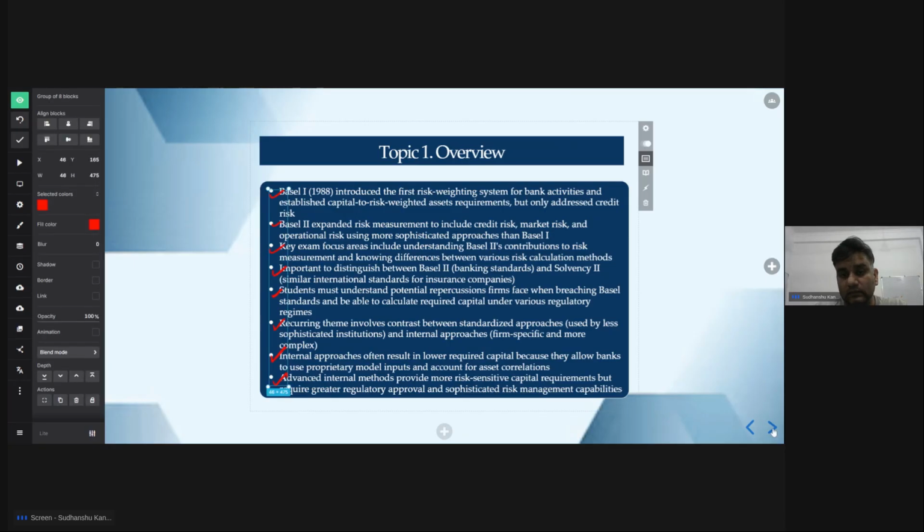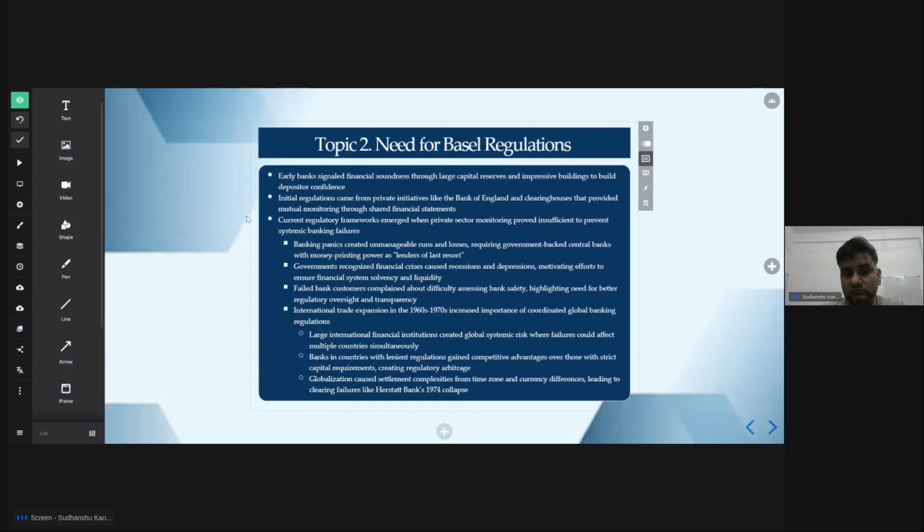Okay, perfect. Then we get into topic number 2. When we try to understand topic number 2, that topic is the need for Basel regulation. This topic explains why regulations were necessary at all.